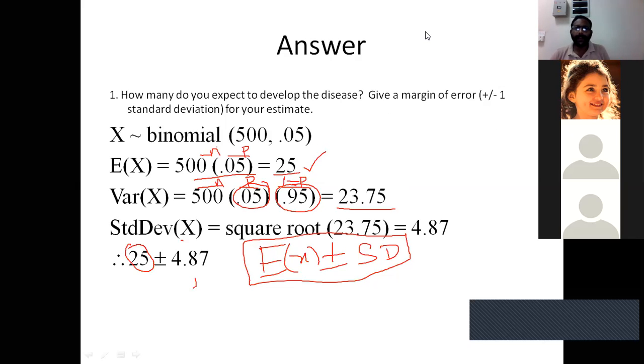Can somebody tell me what is the minimum value? What is the maximum value? The minimum value is 25 minus 4.87, that is 21.12. The maximum value is 29.87. You just add and deduct the value of the standard deviation. So this is the value.